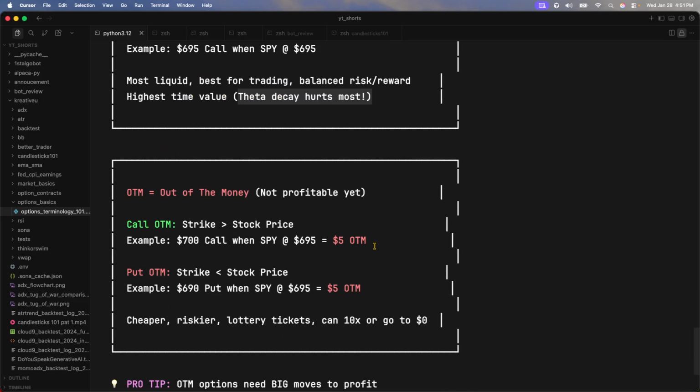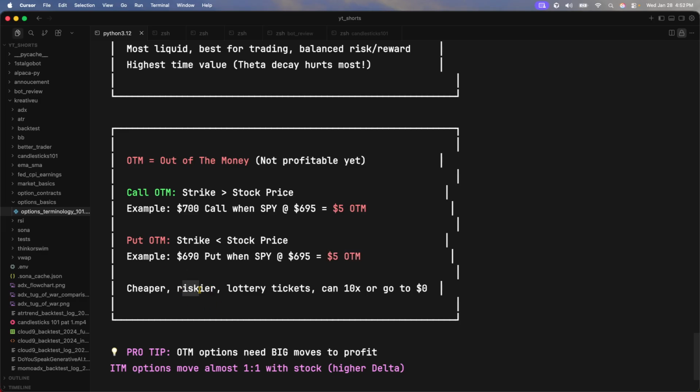And OTM is going to be option contracts that are out of the money, so not profitable yet. So a call OTM is going to be a strike price that is greater than the stock price. So a call of 700 when SPY is at 695 is $5 OTM, or $5 out of the money, right? And then a put OTM is when the strike price is less than the stock price. A 690 put, when the stock price is 695, and we have $5 OTM for our put.